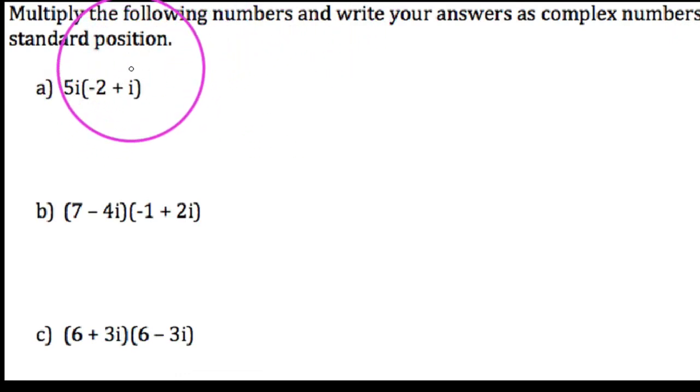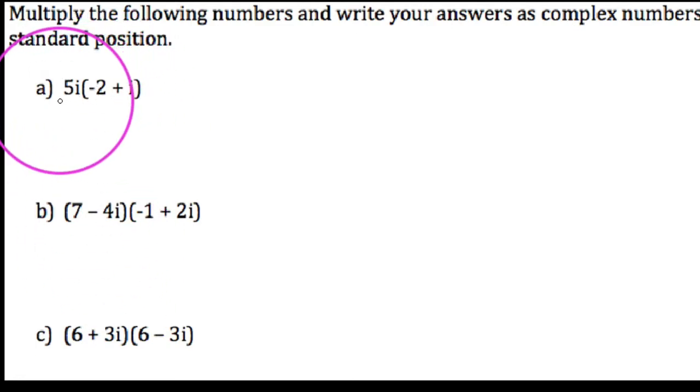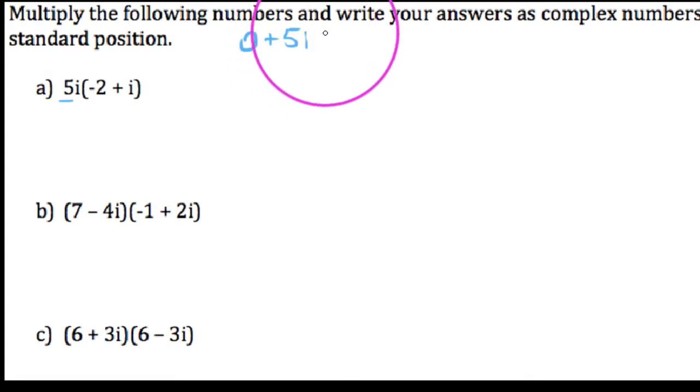We have examples A through C here. Let's start with example A. You notice I have 5i times negative 2 plus i. And I just want to bring this up, by the way: 5i is a complex number. If we were to write that out in standard form where it has its real part and imaginary part, it's the same thing as 0 plus 5i.